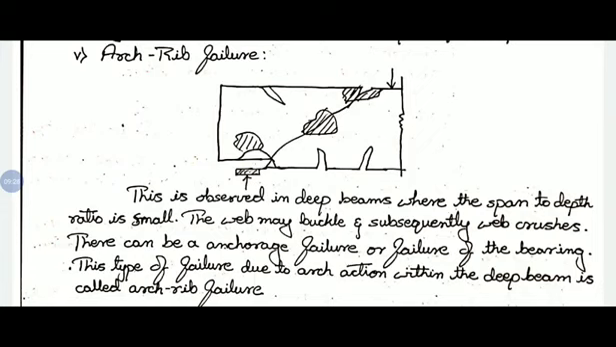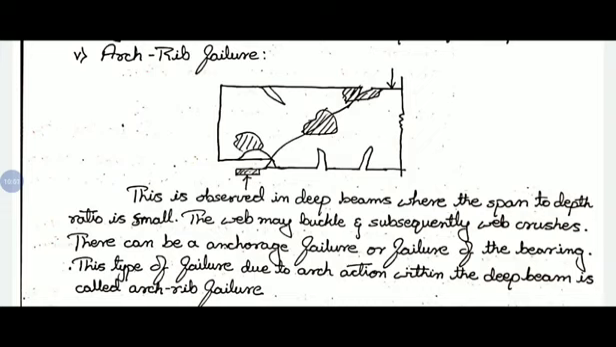So thereby the anchorage failure or failure of bearing. So at anchorage device, when web crushes, the anchorage also gets weakened, the anchorage strength also gets weakened, and failure of the bearing will occur. This type of failure due to an arch action within the beam, deep beam, is called arch rib failure. So these are the few different modes of failures.